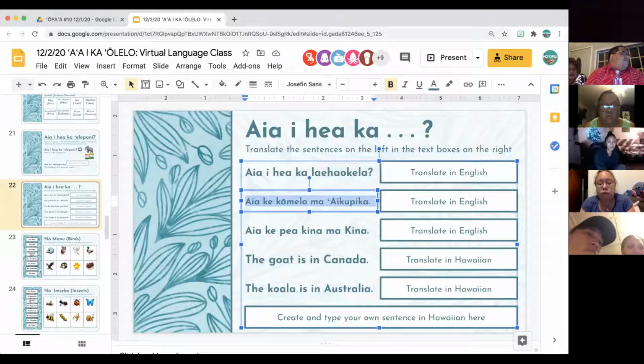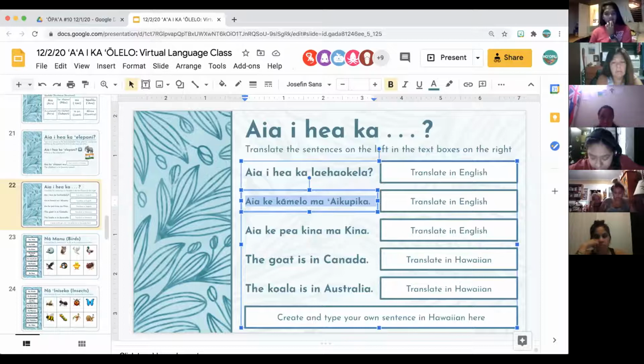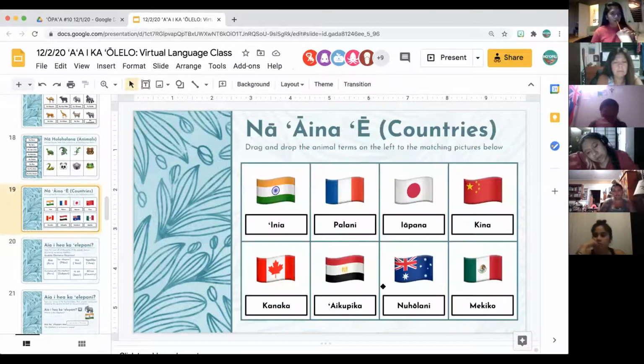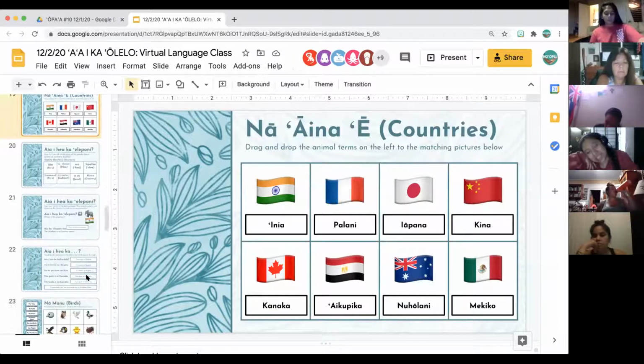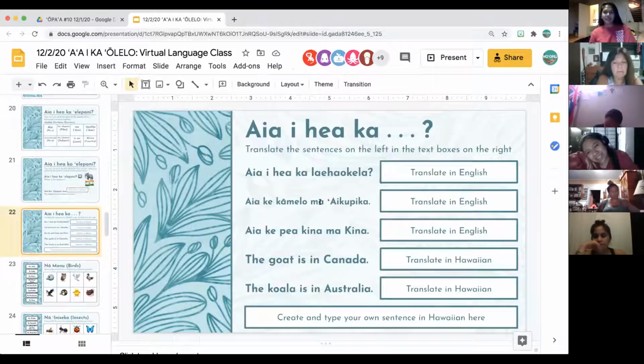Next, let's have Makamai, sorry. Aia ke kamaleo ma aiku pika. The camel is, what is that one again? Europe. No. Nope. Egypt. Egypt. There you go. Okay, so the camel is on Egypt.